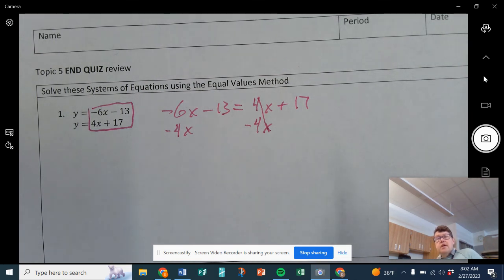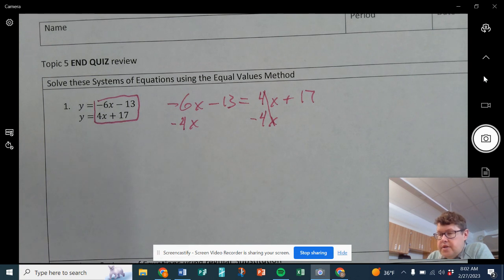If you're doing your Desmos scientific calculator, which of course I would recommend. I'm not getting paid by them, but I wish I were.